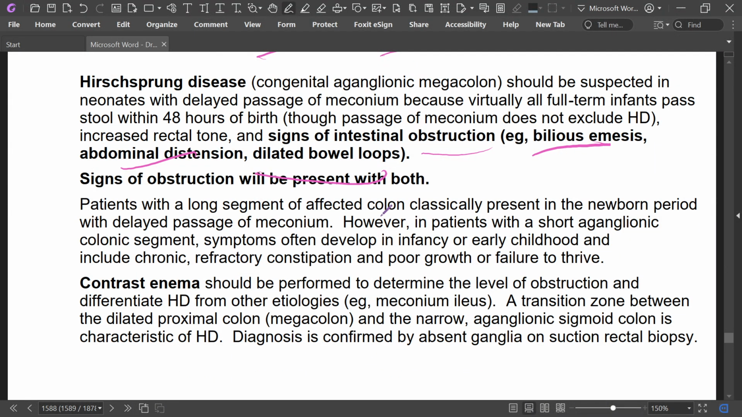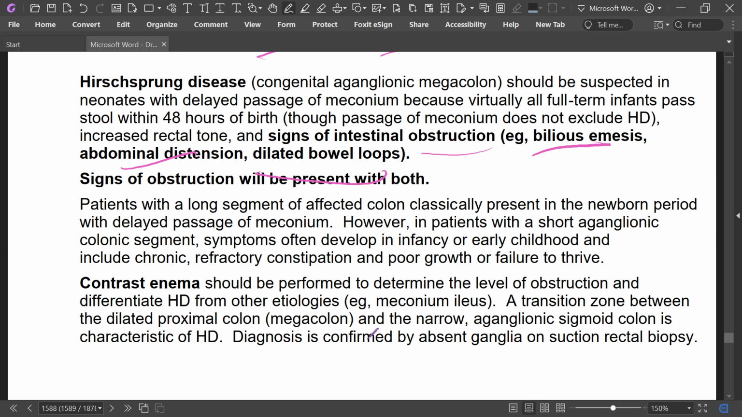A patient with a long segment of affected colon classically presents in the newborn period with delayed passage of meconium. However, in patients with a short aganglionic colonic segment, symptoms often develop in infancy or early childhood and include chronic refractory constipation, poor growth, and failure to thrive.